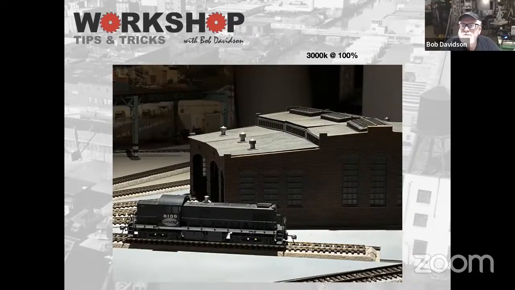So first we'll look at levels, and it's tough to get pictures that really reflect what things look like because most phones try to balance out the lighting, but I think I found a pretty good setting on my phone to adjust for that. So here's a photo of a little diorama I just put together on my layout. This is a 3000K color temperature. So that's a cool white lamp, and that's at 100% brightness.